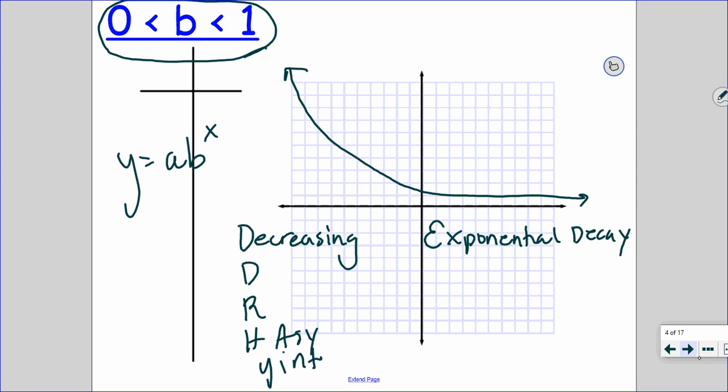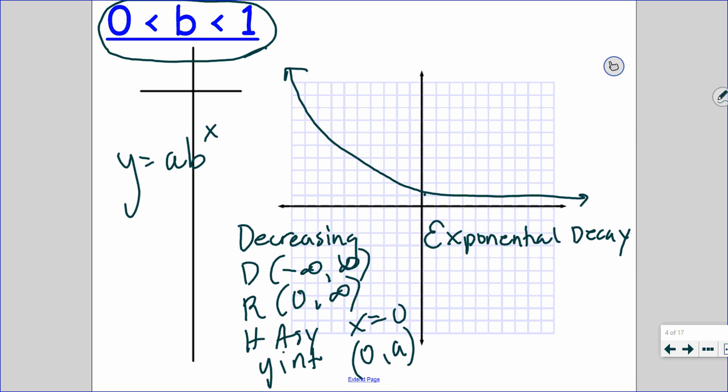What do you guys think? Grace, how about domain? Domain is going to stay the same, negative infinity to infinity. Freya, how about the range? It's going to be 0, so stays the same. How about horizontal asymptote, Elizabeth? Still y equals 0, right? And y-intercept? Still (0, A), right? So the only thing that's changing is the direction, increase versus decrease, right? And it's all dependent upon that base. All dependent upon that base.